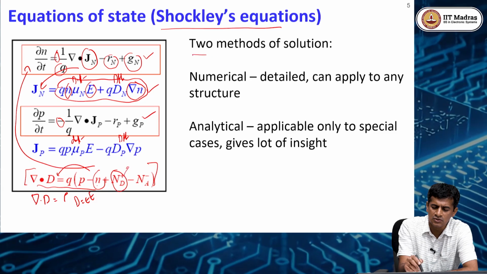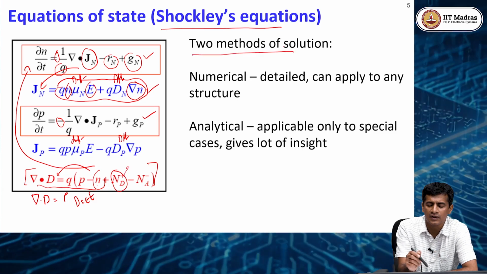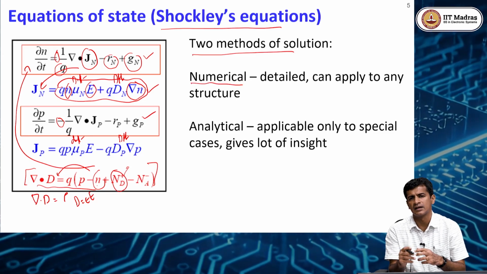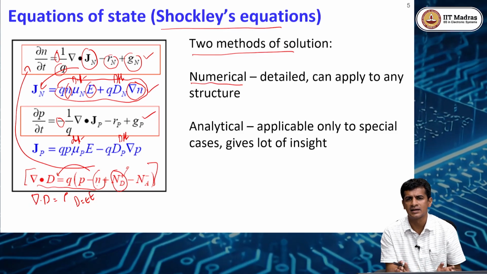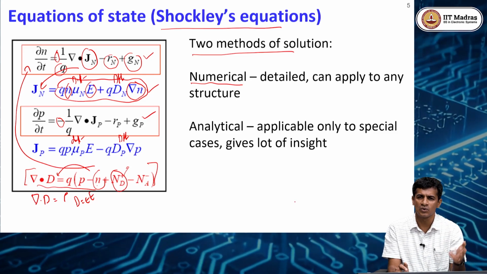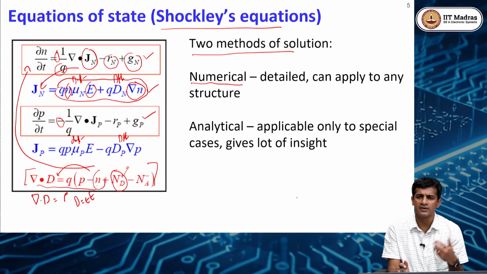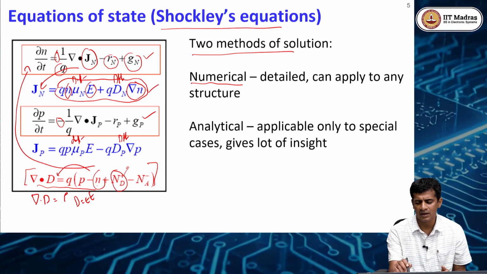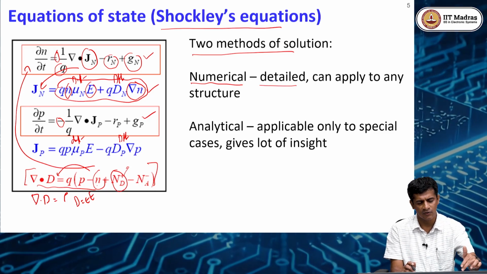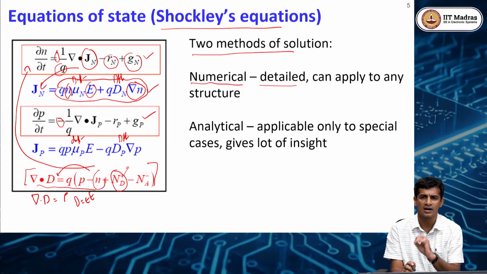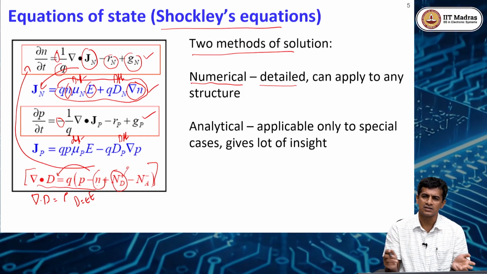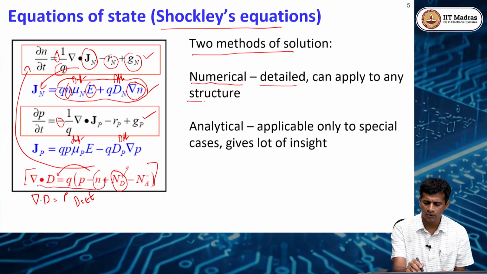Now there are two methods to solve this set of differential equations. One is known as numerical. You might have studied various numerical methods: you discretize the differential equations, and then in a small volume, whether one dimensional, two dimensional or three dimensional, you can solve for all these variables. It gives you a detailed solution. You will not see the result of only n and p; you can see any parameter, for example field, electrostatic potential, current, at any point in space as a function of time. So it can apply to a structure.